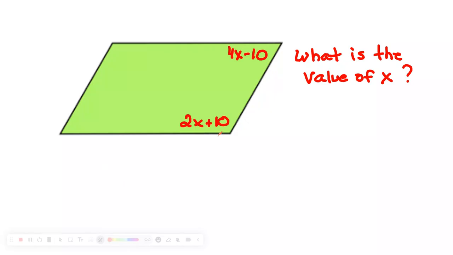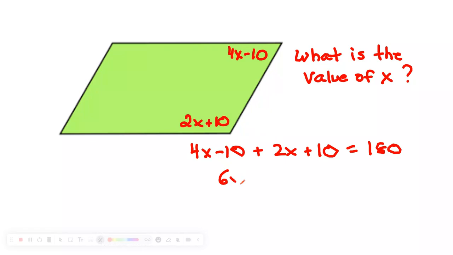So remember what we said. They're adjacent, and adjacent angles sum to 180. So we can set them equal to 180. We can say that 4x minus 10 plus 2x plus 10 has to equal 180. Let me do some algebra now. 4x plus 2x is 6x. And then we have a minus 10 plus 10, and they'll cancel each other out, so that'll be 0. So 6x equals 180. And if we divide by 6 on both sides, we know that x equals 30.